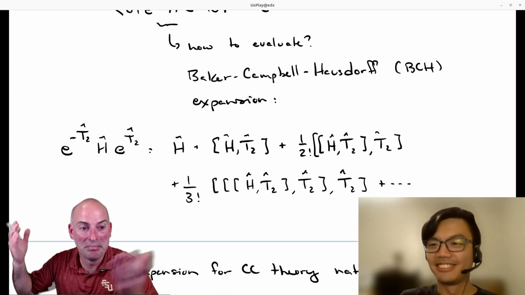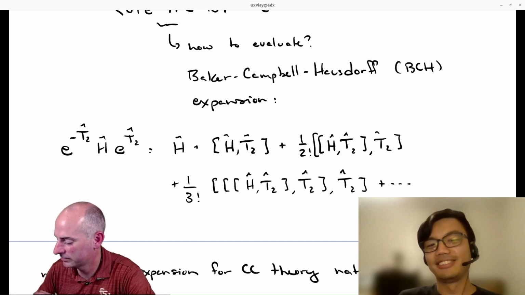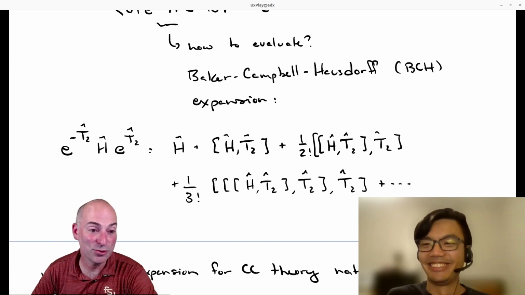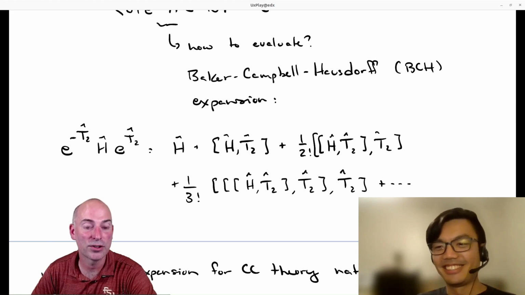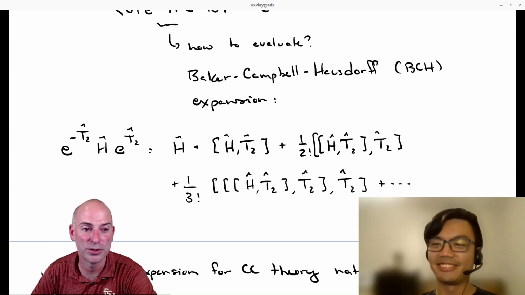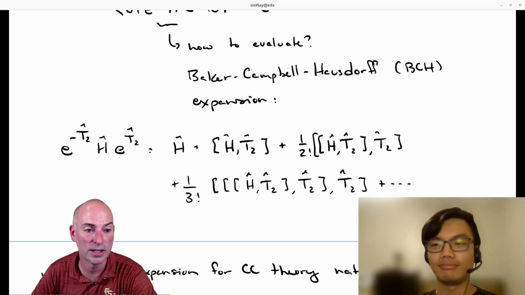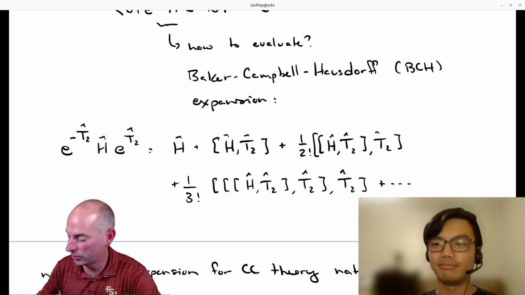What are you going to do? You're just going to break it. You break it. But it doesn't really matter if you don't truncate your cluster operator. But here we truncated the cluster operator. So there could be problems based on the fact that this thing's non-Hermitian. Like you could get an energy that's not physical. Anyway, let's forget those problems.